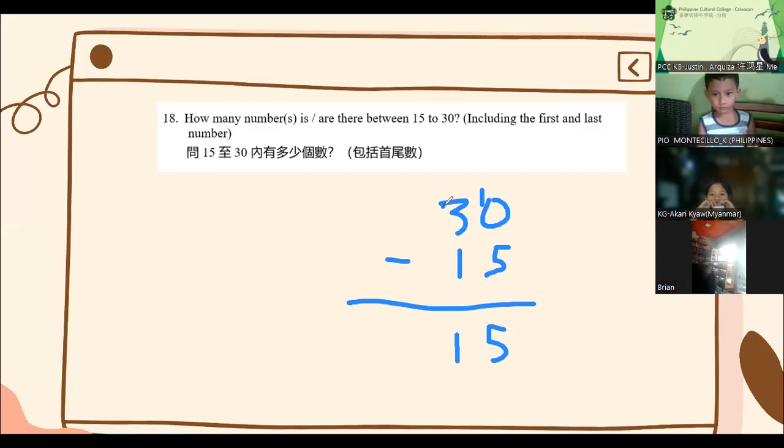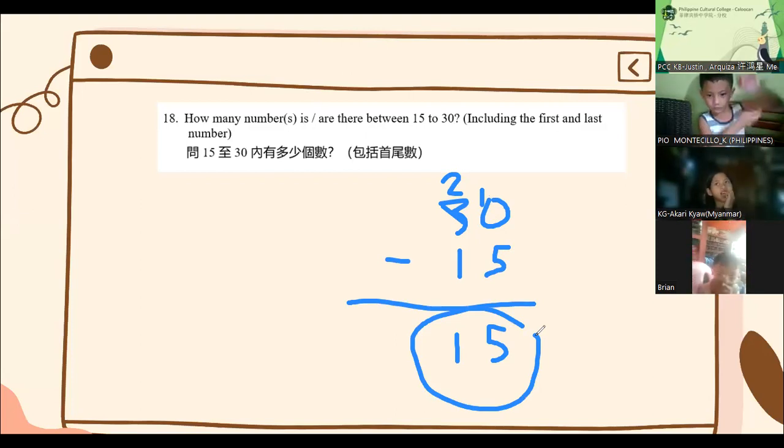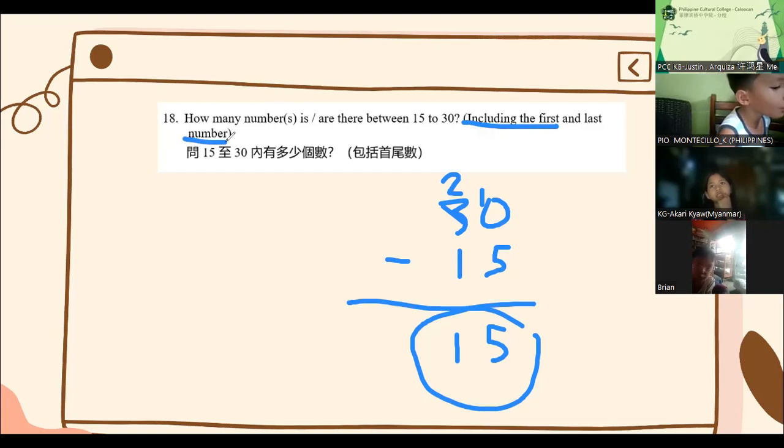Because this will become 10, this will become 2. So 2 minus 1, that's 1. 10 minus 5 is 5. So some would answer 15. Teacher, is 15. Remember that subtraction is different when you are counting the numbers, right? We have to count here because it says how many numbers? So we have to count those numbers between 30 and 15 or 15 and 30. And you have to include the first and the last. So meaning all the numbers starting from 15 up until 30, it's counted also.